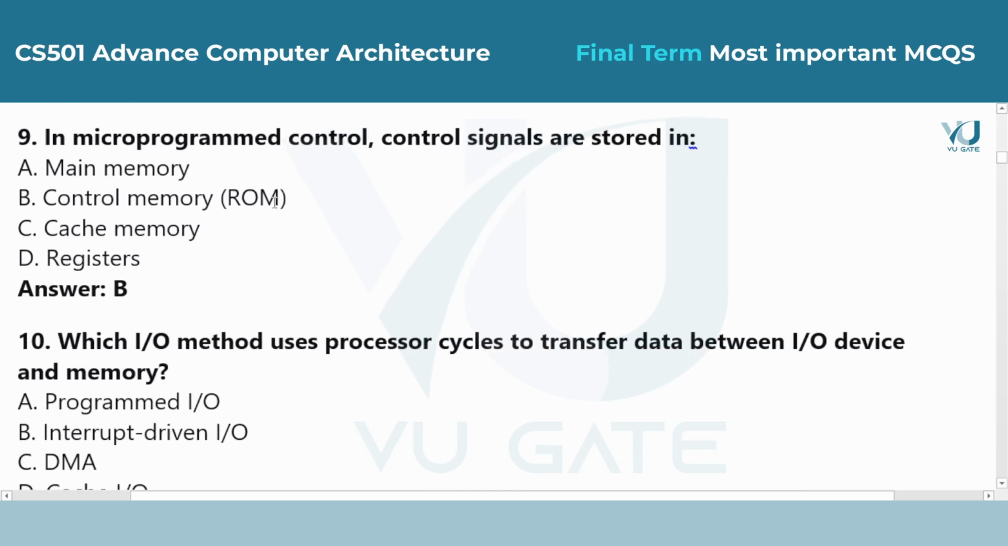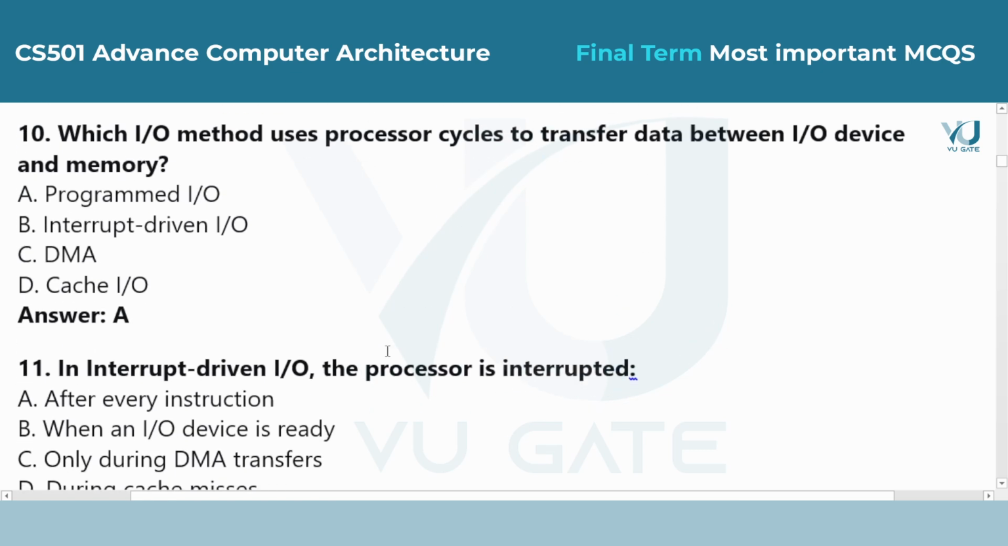9. Question: In microprogrammed control, control signals are stored in? Answer: B. Control memory, ROM. Concept: This specialized memory holds the microroutine for every instruction the CPU executes. 10. Question: Which I/O method uses processor cycles to transfer data between I/O device and memory? Answer: A. Programmed I/O. Concept: In this method, the CPU is stuck in a loop waiting for the I/O device to complete.